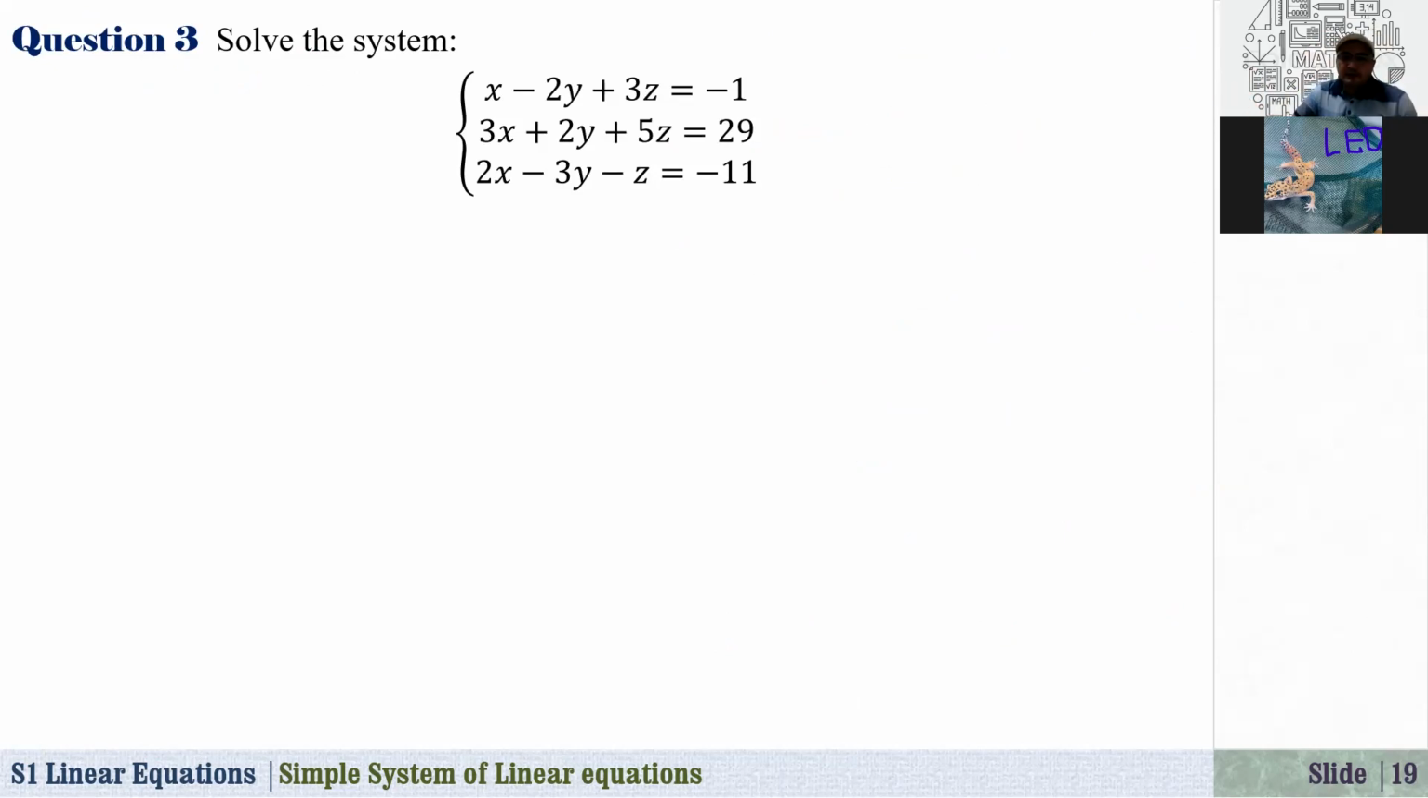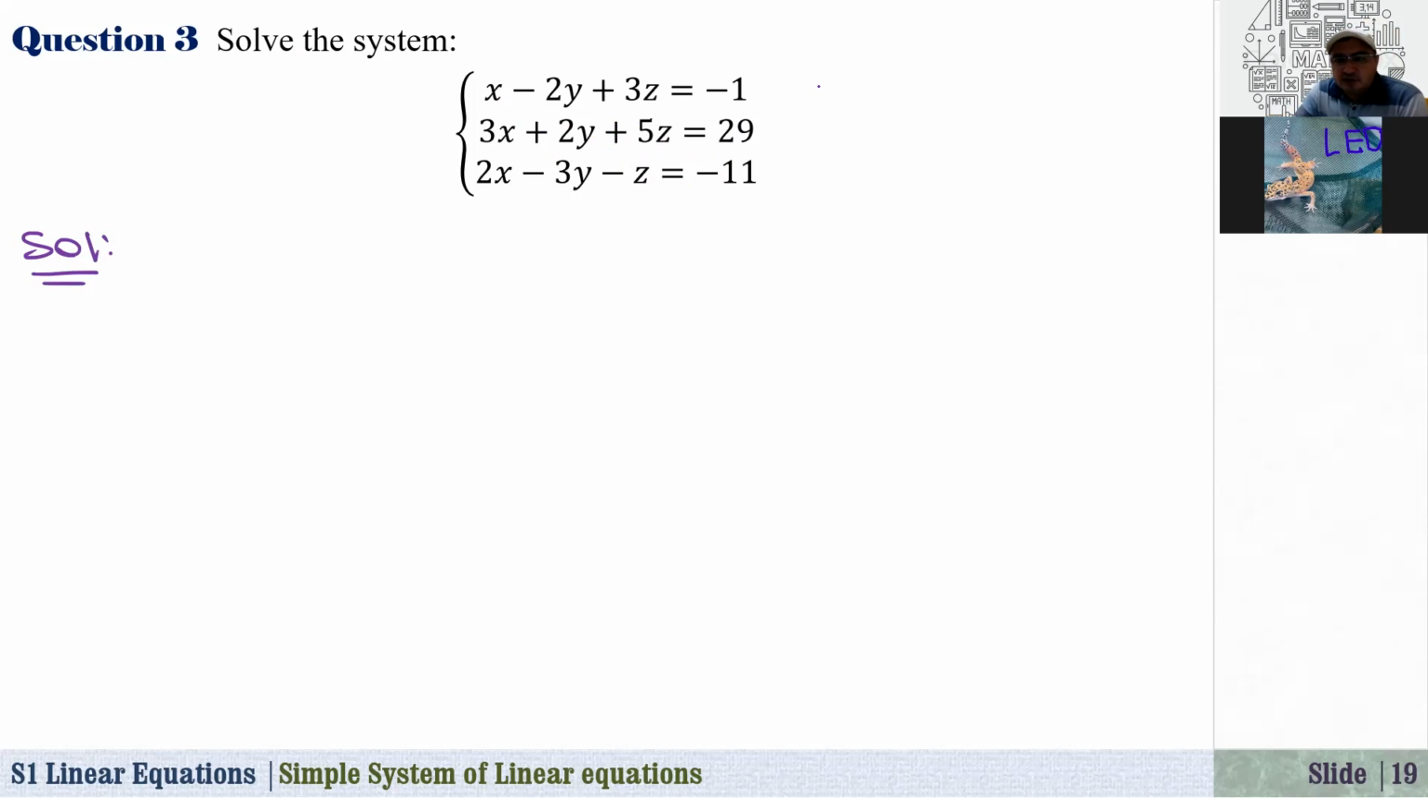Question 3, solve the system. So solution, let's start from here. Again, now you know the ideas. So we're going to eliminate in the first step the variable z, in the second step the variable y. So we have an equation in x, find the value of x, after that find the values of y and z. That's it.